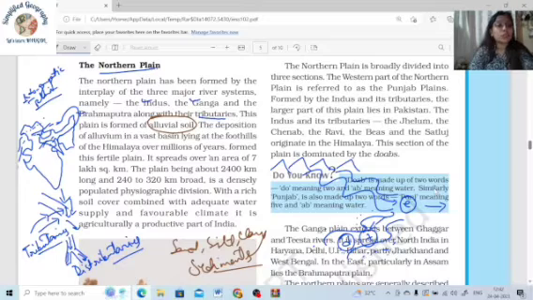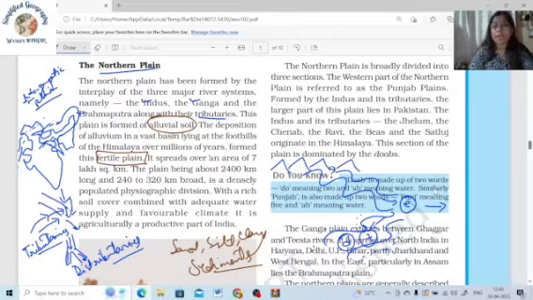The deposition of alluvium in a vast basin lying at the foothills of the Himalaya over millions of years formed this fertile plain. Why do we call the Northern Plains very fertile? Because it is made out of sedimentation, or out of alluvial soil.